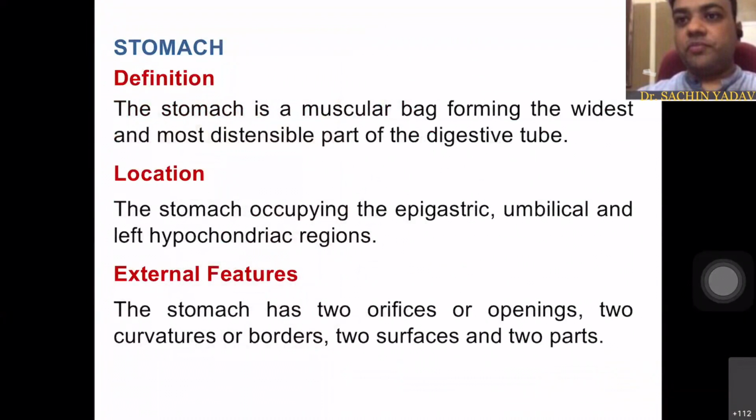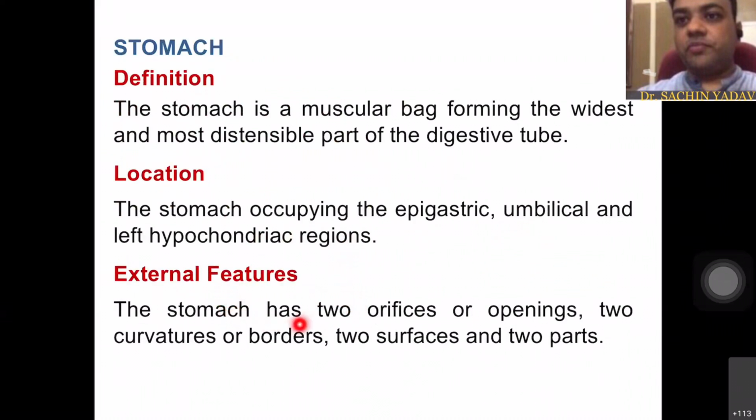The stomach is a muscular bag forming the widest and most distensible part of the digestive tube. Most interestingly, it is more distensible as compared to the duodenum or the small and large intestine. Its location is the epigastric, umbilical, and left hypochondriac regions. Now you know the nine regions of the abdomen: epigastric is the middle part of the upper quadrants, umbilical is the middle part of the middle one, and then the left hypochondriac region.